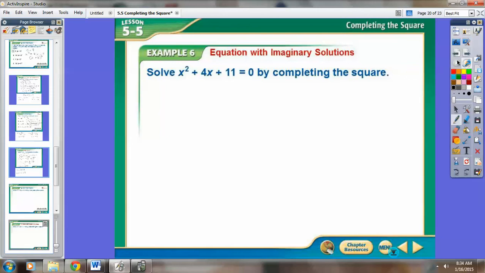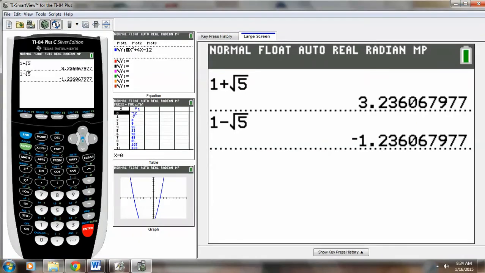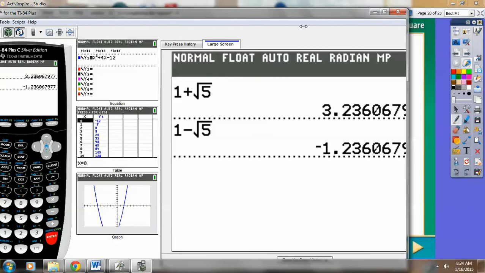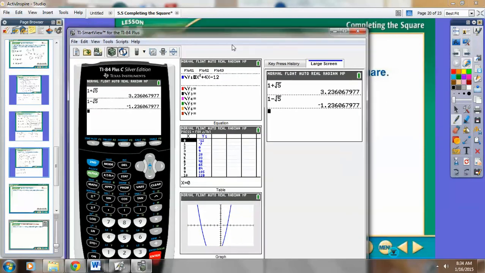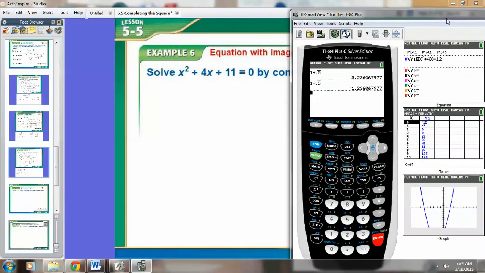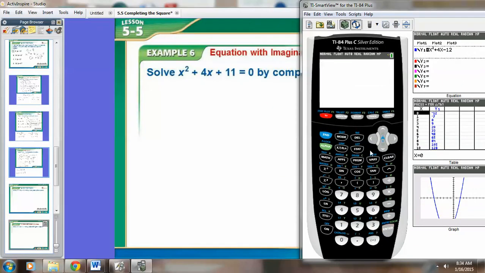Now I want to start by graphing this. So if you guys would go to y equals, shrink this up a little bit. And let's type it in. Y equals, and we're going to type it in. We have x squared plus 4x plus 11. Go to graph.